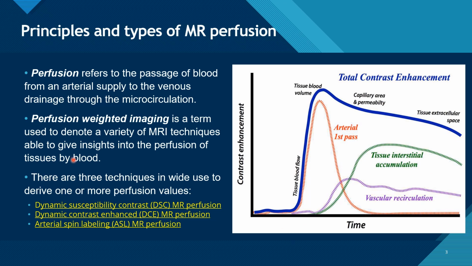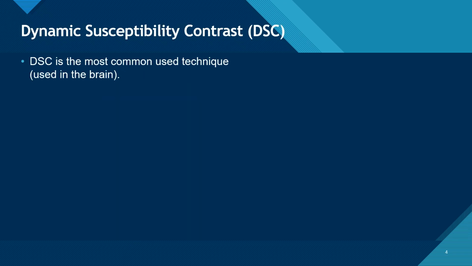Perfusion-weighted imaging refers to a group of MRI techniques that are able to give insights into the perfusion of tissues by blood. There are three common techniques widely used to derive one or more perfusion parameters, and these are dynamic susceptibility contrast MR perfusion, dynamic contrast enhanced MR perfusion, and arterial spin labeling. So let's start with dynamic susceptibility contrast.